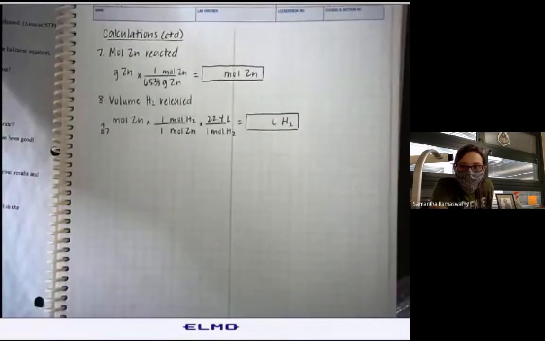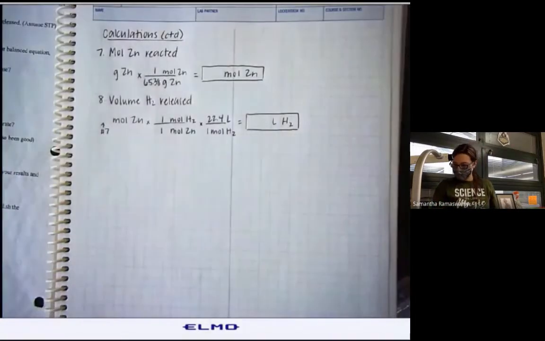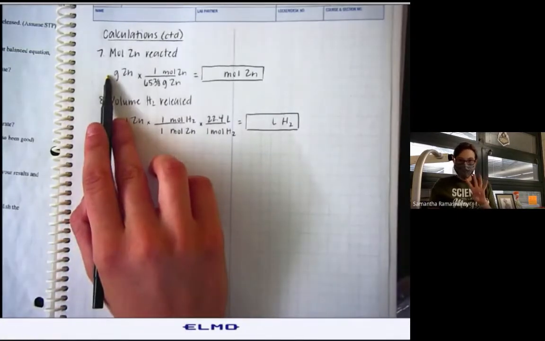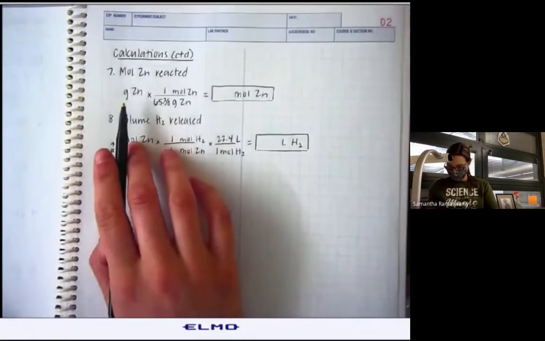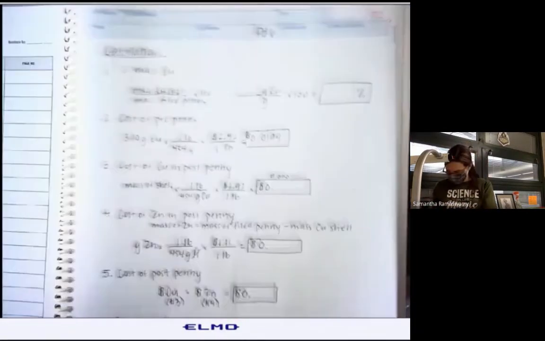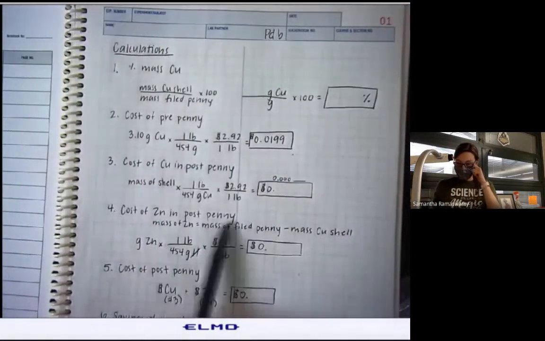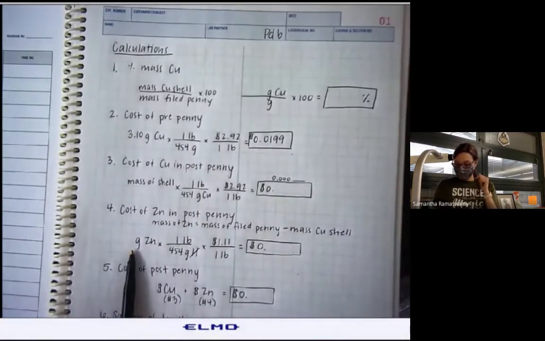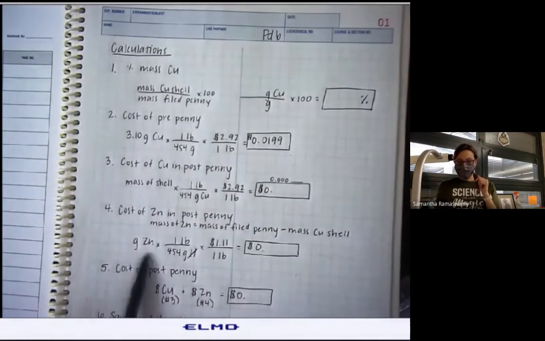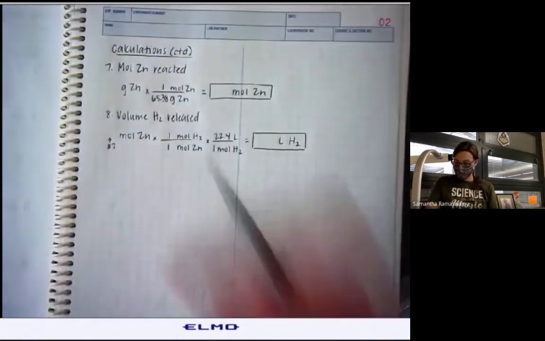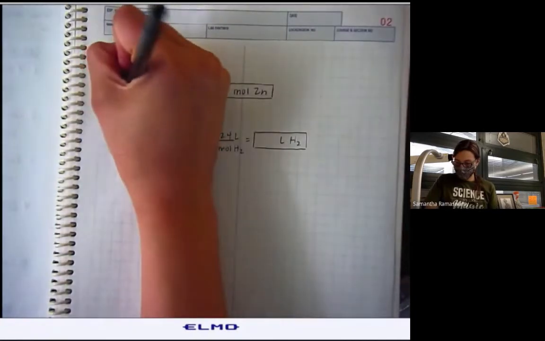Where do we get the grams of? Oh, so grams of zinc is from number 4. So grams of zinc in number 7 that we started with came from number 4 when you took the mass of the filed penny minus the mass of the copper shell. So whatever grams of zinc you started with in number 4 is the grams of zinc you're starting with in number 7. So from number 4.